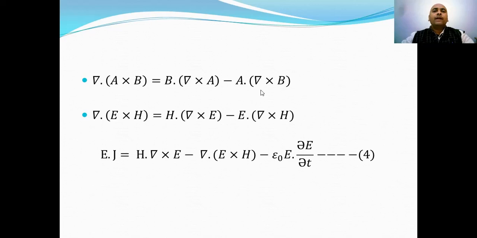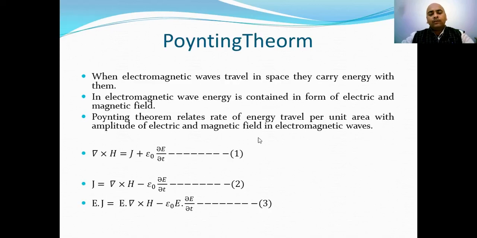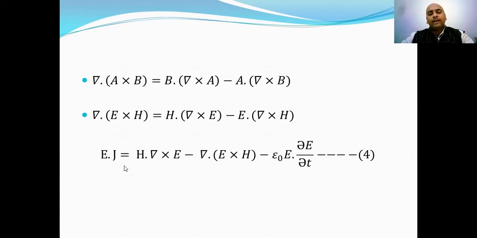Now by using this equality we can write that del dot (E cross H), where I have replaced A by E and B by H, can be written as H dot curl of E minus E dot curl of H. So now by using equation 3 and by putting the value of curl of H, we can write that E dot J is equal to H dot curl of E minus del dot (E cross H) minus epsilon naught E ∂E/∂t.